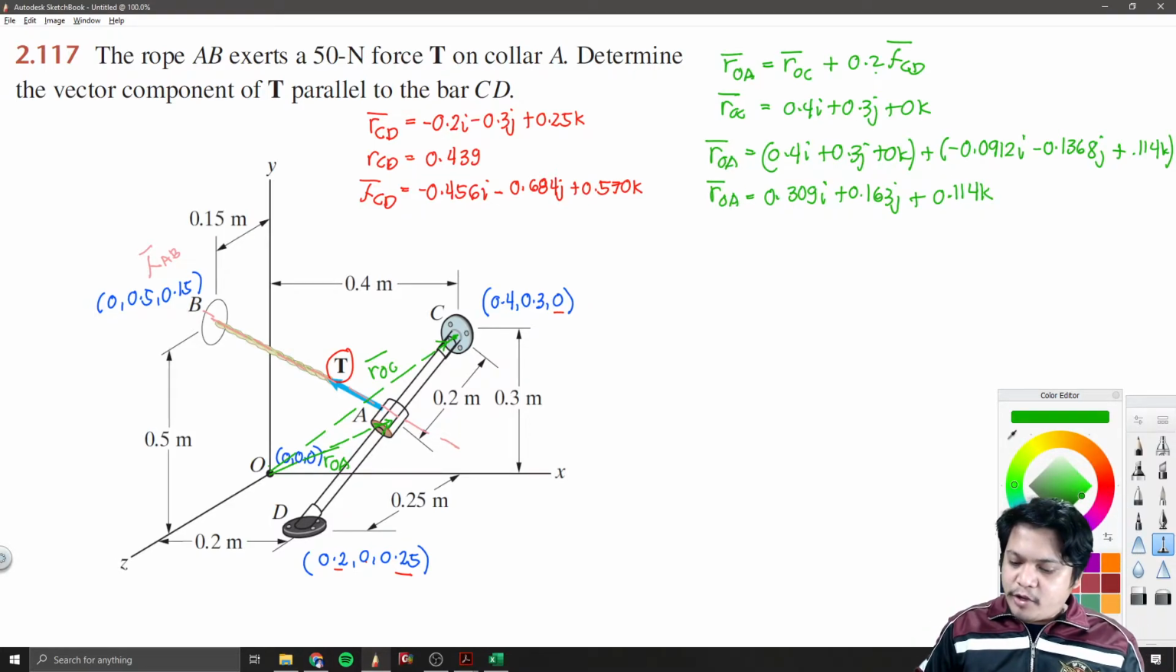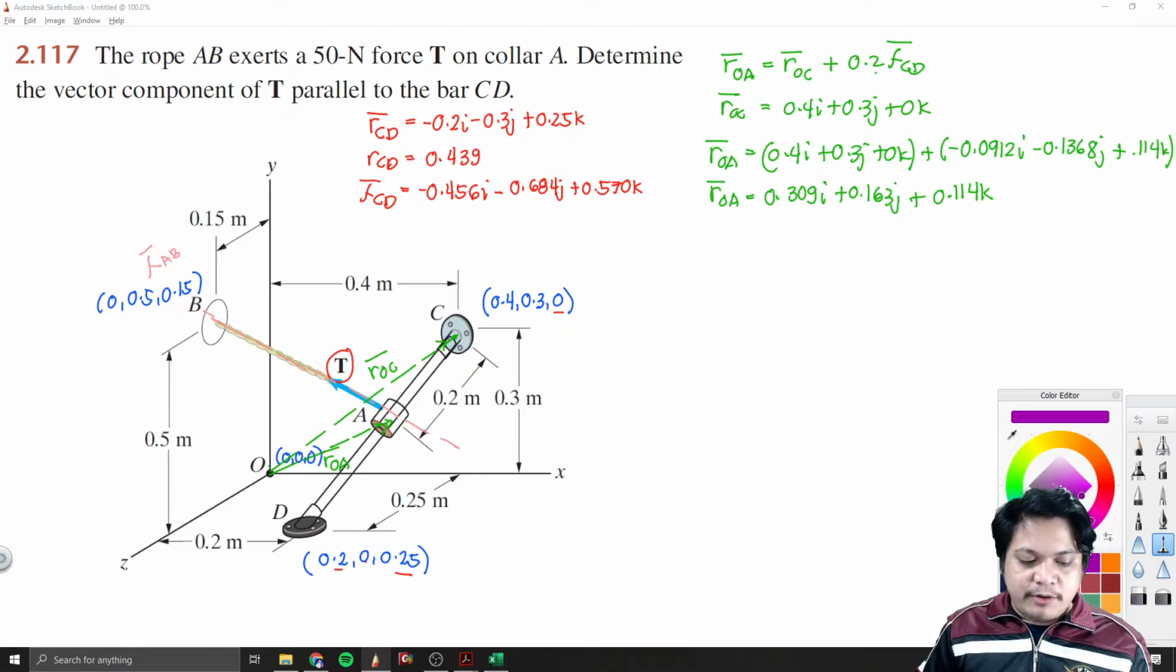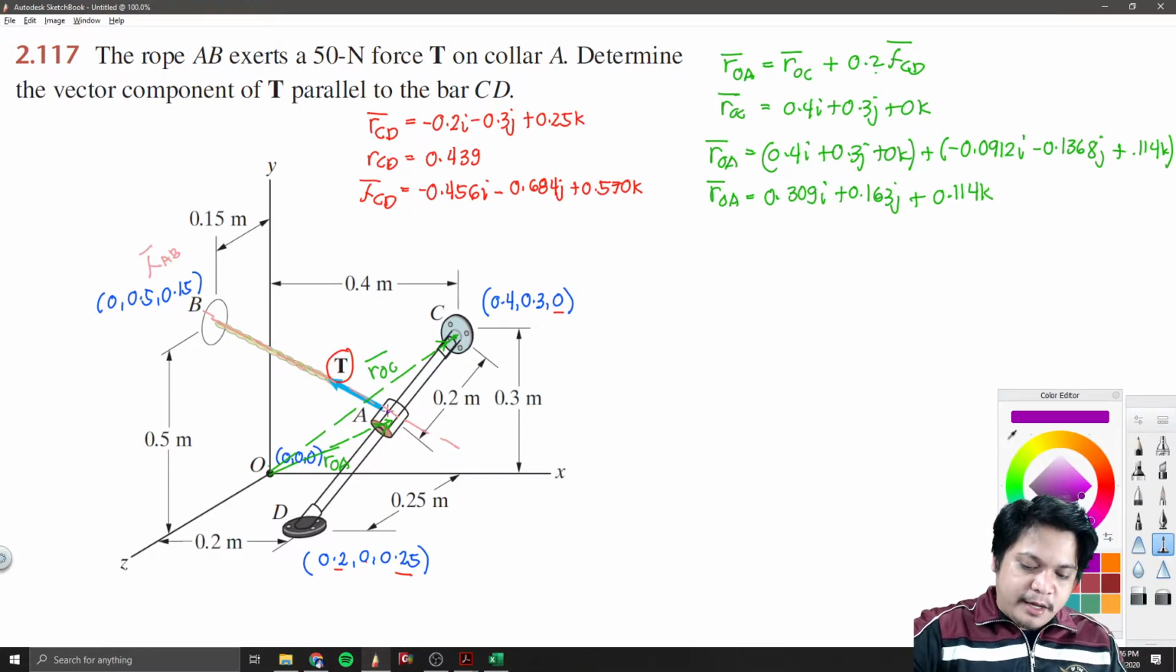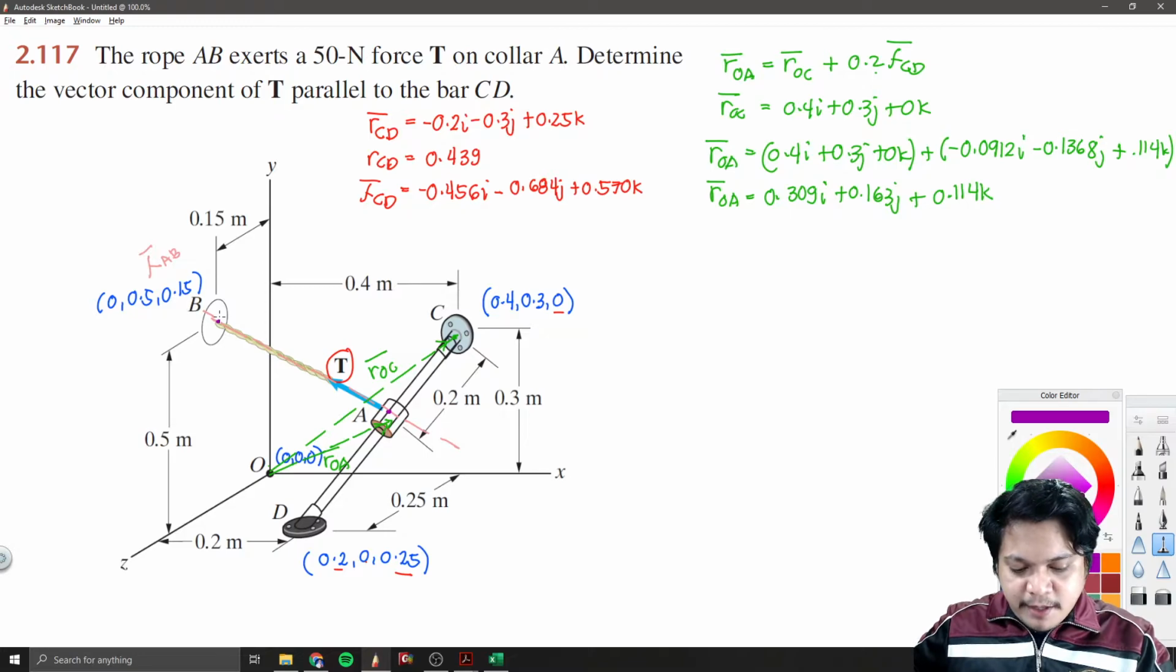Sir, bakit ko kinuha yung ROA? Again, ang sabi ko nga, kailangan nating makuha yung pinaka-RAB. Kasi, para makuha natin yon, we need to get this RAB.